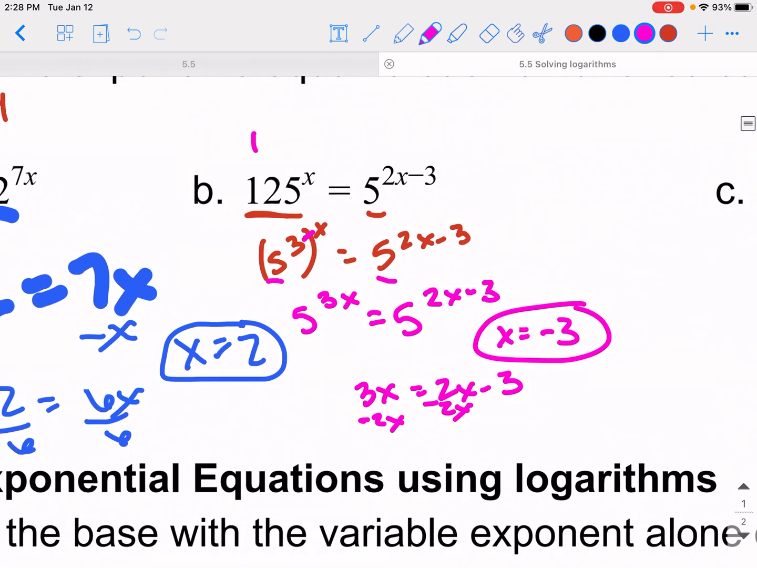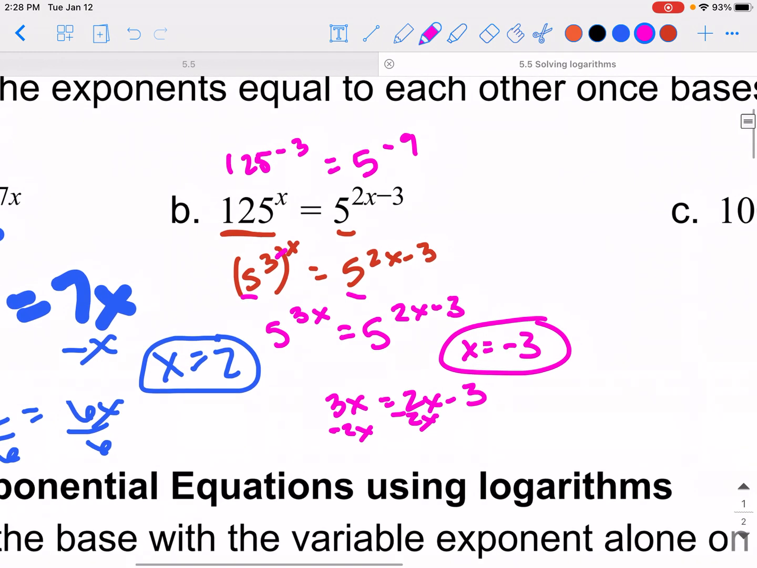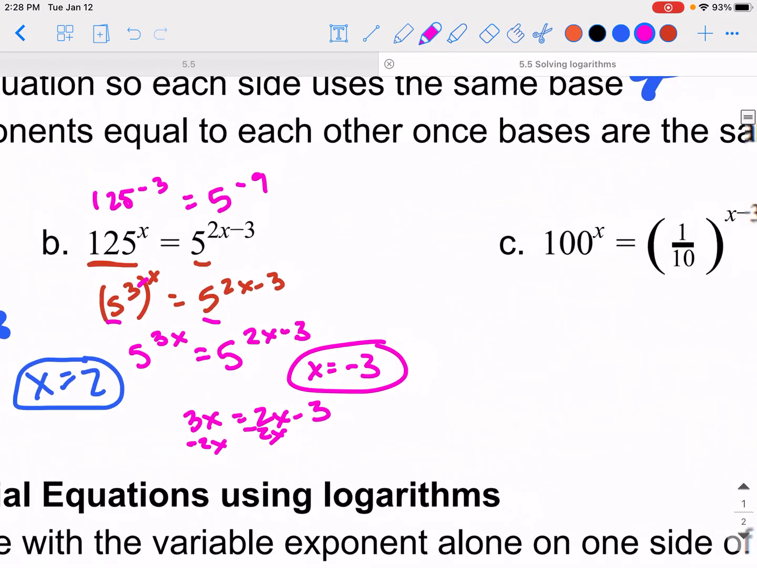So I'll have 125 to the negative third is equal to 5 to the 2 times negative 3 minus 3, which gives negative 9. And then if you remember, 5 to the third is 125, so 3 times negative 3 is your negative 9, so they are the same. And you can also type that into your calculator to check.